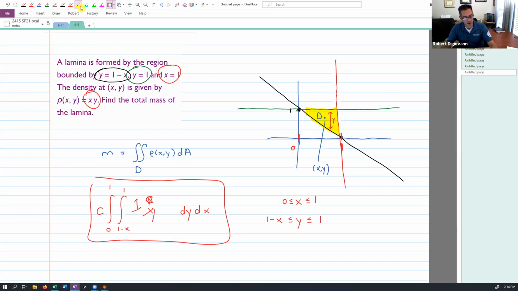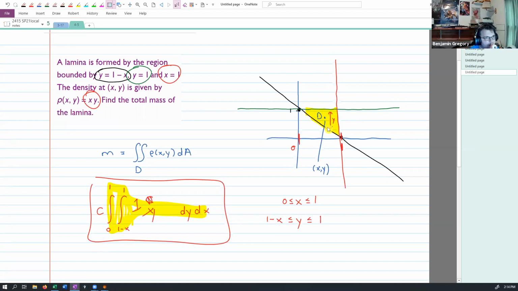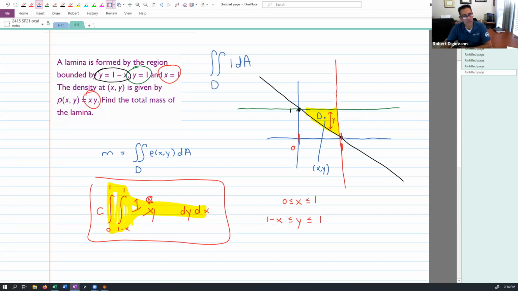And so just out of curiosity, what would this integral be here without the c? What would it represent physically here? What I'm asking is, what is the double integral over D of 1 dA always equal to? The area. The area of D. So this is one of those things I told you is going to come up later. Don't forget, this is the area of D.